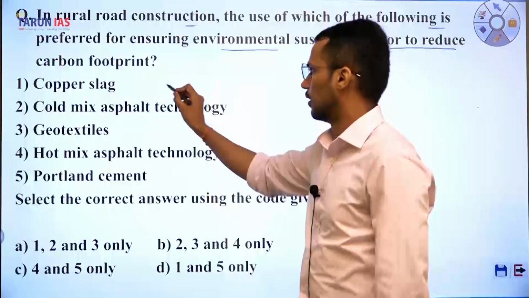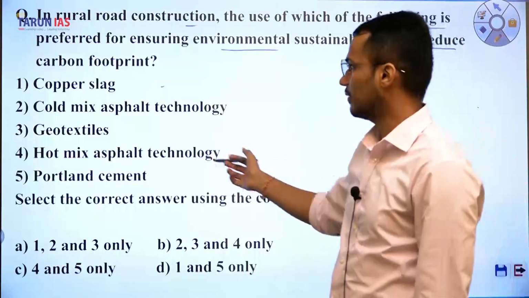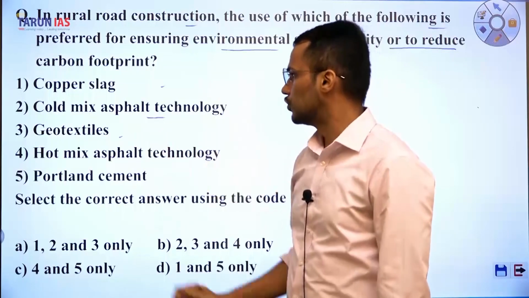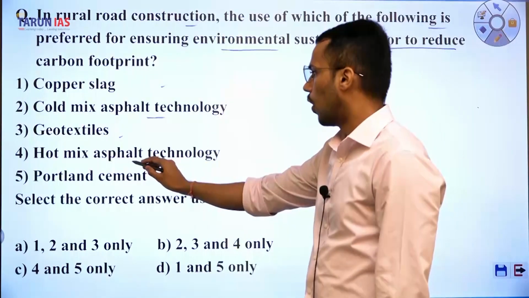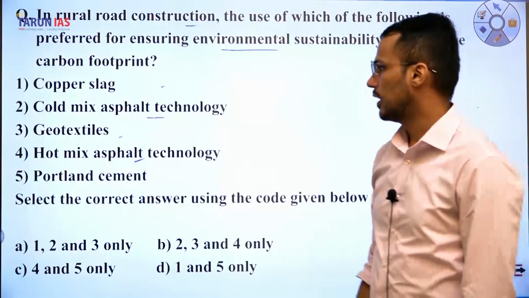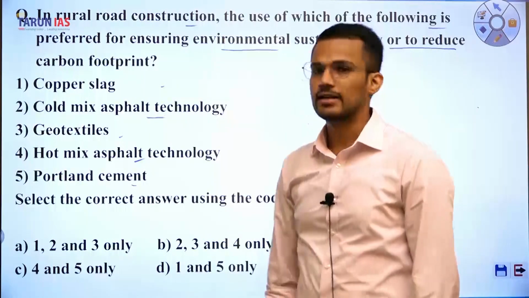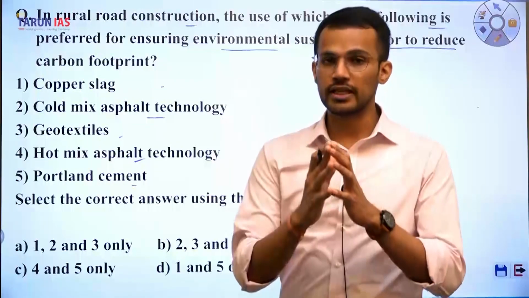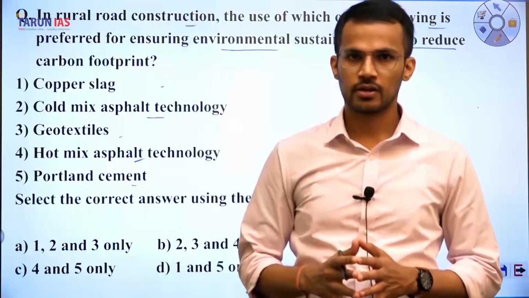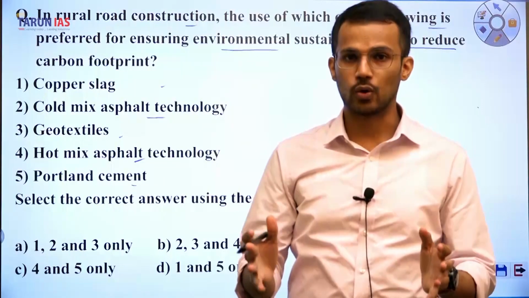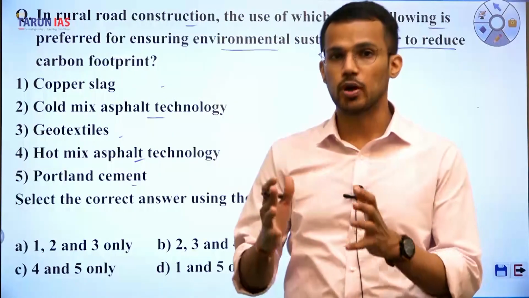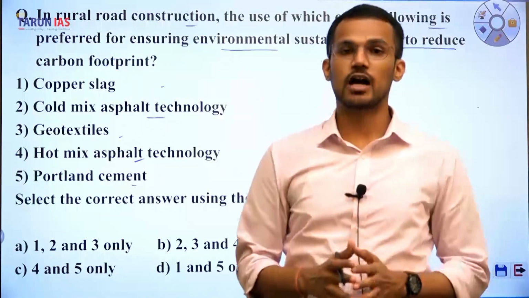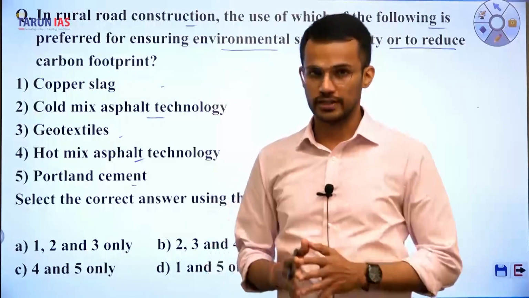So the statements are: first, copper slag; second, cold mix asphalt technology; third, geotextile; fourth, hot mix asphalt technology; and fifth, Portland cement. So here we'll use the elimination method, because we have to find out those products that can reduce emissions as well as carbon footprint in rural areas.